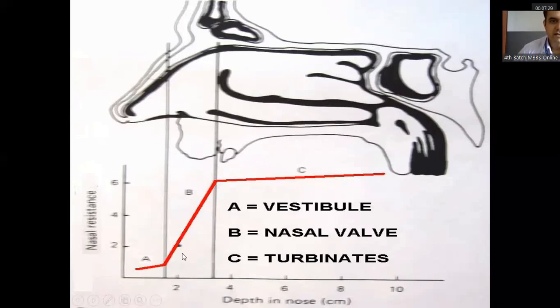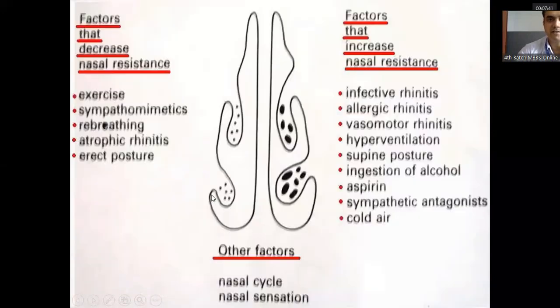And see here, this is the amount of resistance provided. The vestibule provides a little resistance, and the turbinates do not provide much resistance, but most of the resistance is provided by the nasal valve area.